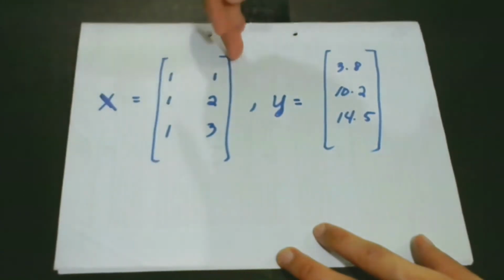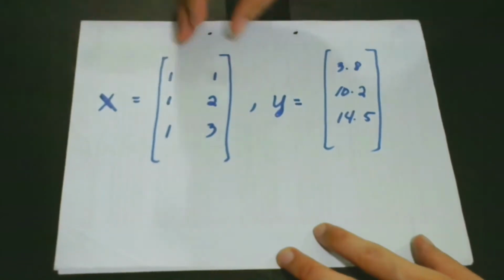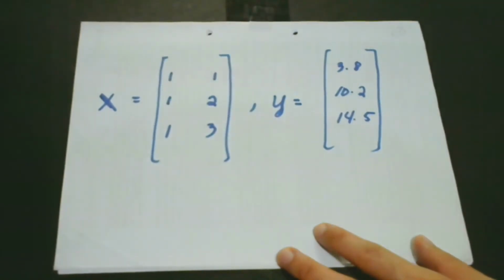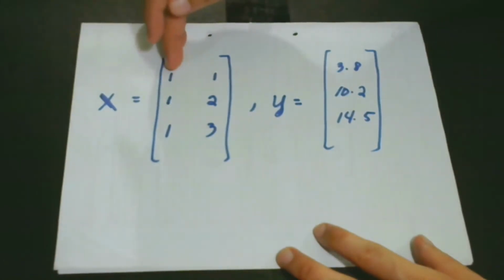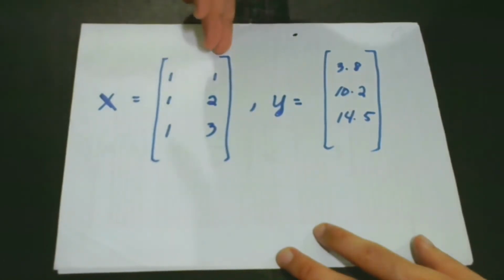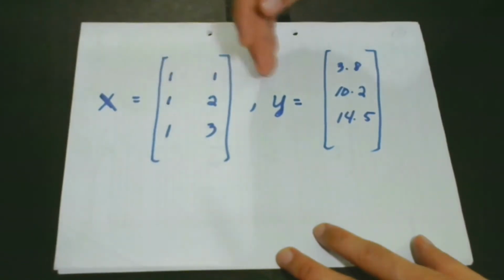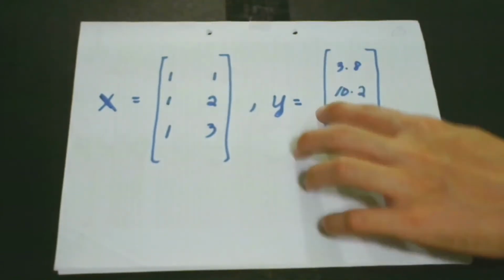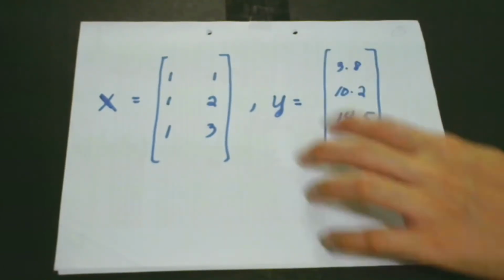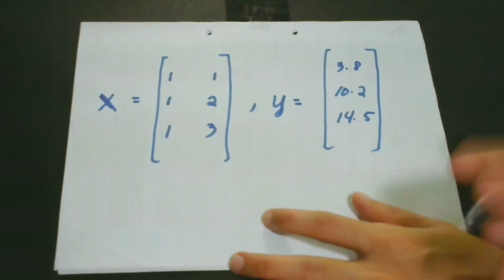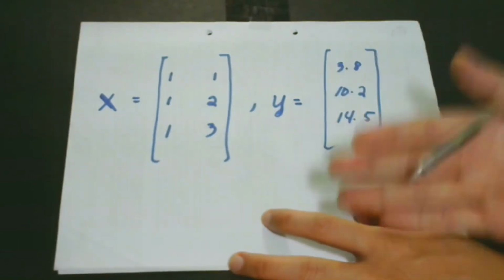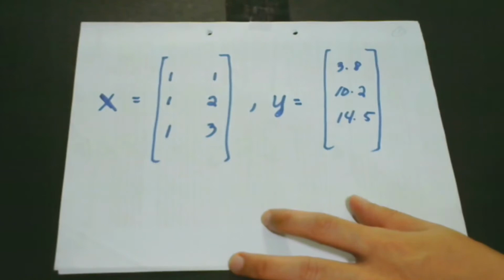Then we have 2 columns, and the columns represent the attributes. The first column is the quantity, and the second column is the amount paid. So we are still considering here sales data. And then the matrix Y here is the sales. So what we're going to do is that we are going to build a model that can predict our future sales.